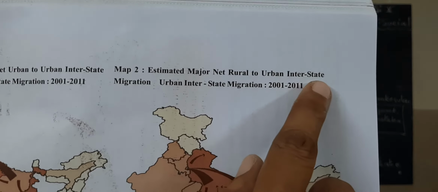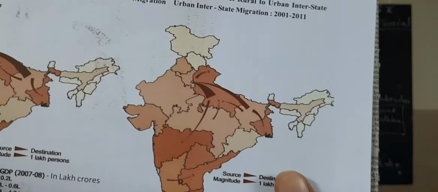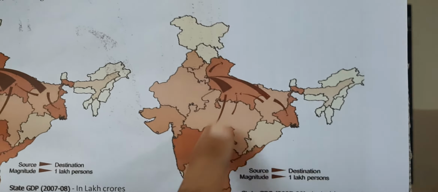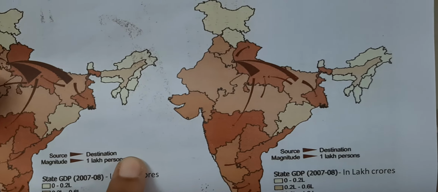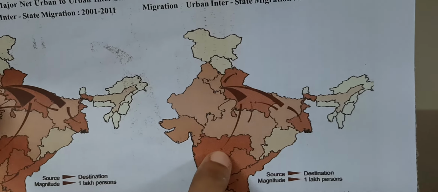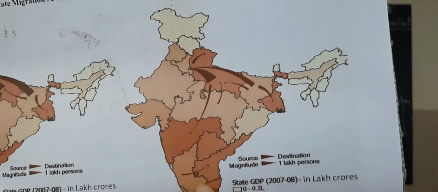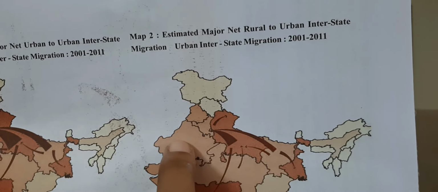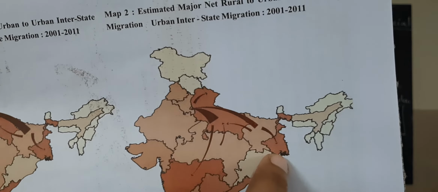Estimated major net rural to urban interstate migration, 2001-2011. State to state migration, this one. Rural to rural migration, this one, children. Now look at the same, but you can find the difference between these two maps. Look here, from Madhya Pradesh to Uttar Pradesh, Uttar Pradesh to Maharashtra, Karnataka to Andhra Pradesh, Tamil Nadu to Kerala, Kerala to Tamil Nadu, Madhya Pradesh to Uttar Pradesh, Bihar to Uttar Pradesh, Bihar to Delhi. Some are going from here to there, next to here, Bihar to West Bengal.